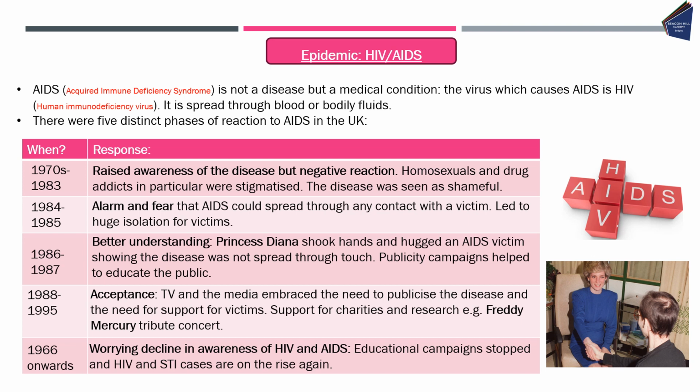So the epidemic of AIDS and HIV is one that you could reference for a modern question, but you do need to know the different phases of response from the government.